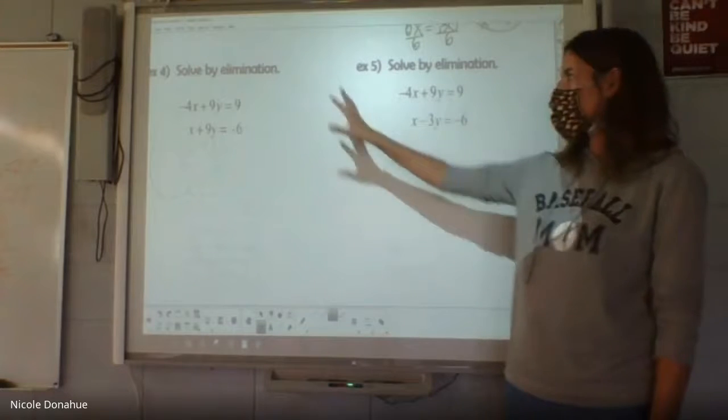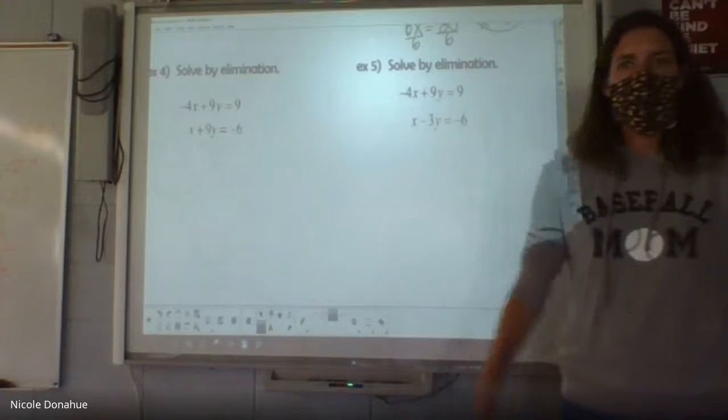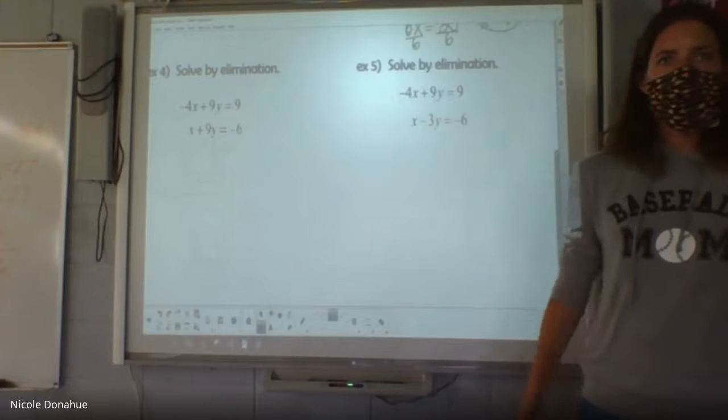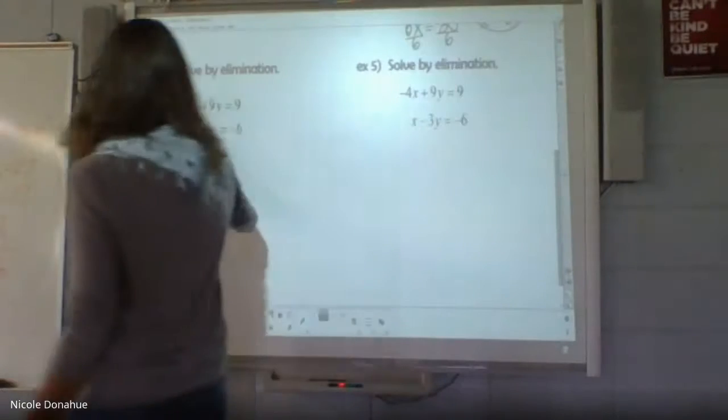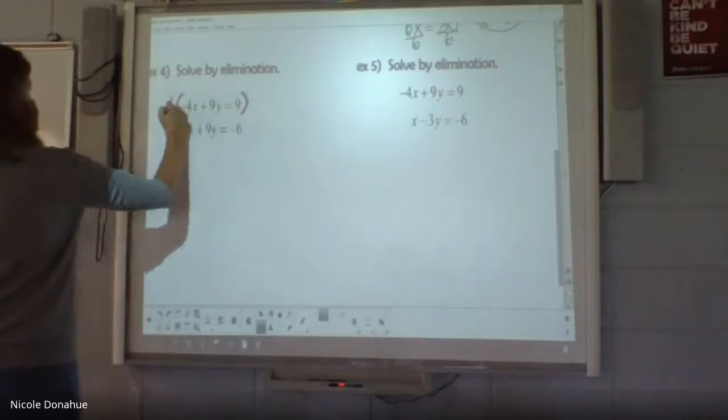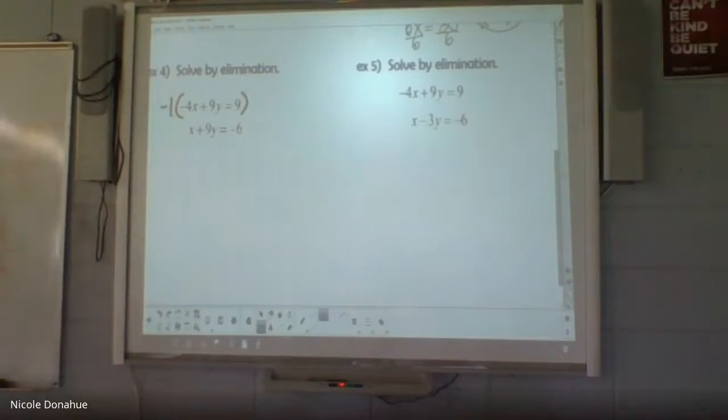So, do we have a preference on what we multiply by in this one? What do you guys multiply by? -1. The top one by -1. Did anyone multiply the bottom one by 4? Yeah, so I can show that over here as well. Make sure you guys got it.